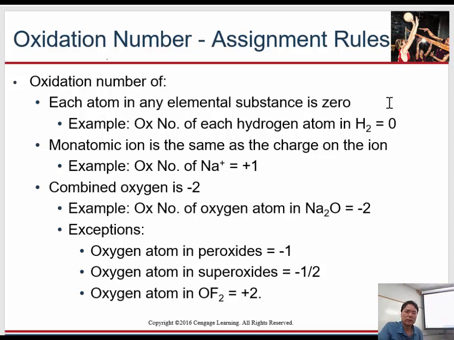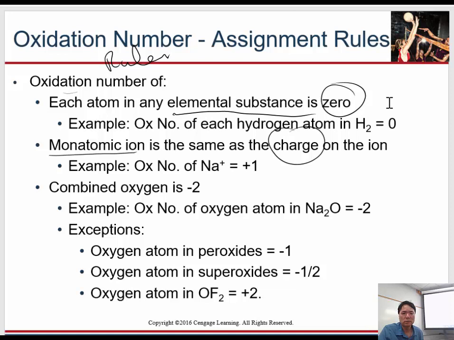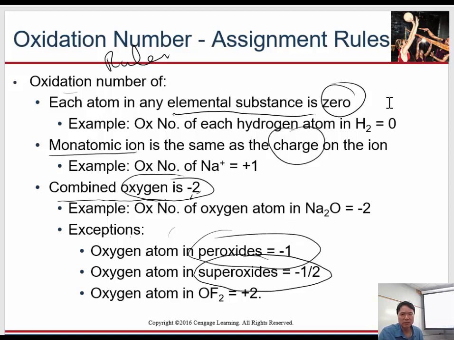And so these are the rules for assigning oxidation numbers. The oxidation number of an elemental substance is 0. Monatomic ions is their charge. Anything combined with oxygen is -2 usually, except when combined with hydrogen. And so typically oxygen is -2, but there are exceptions. In the peroxides it's -1, in the superoxides, which we never talked about really, it's -1/2. And like in OF2, it's +2, which is kind of unstable.